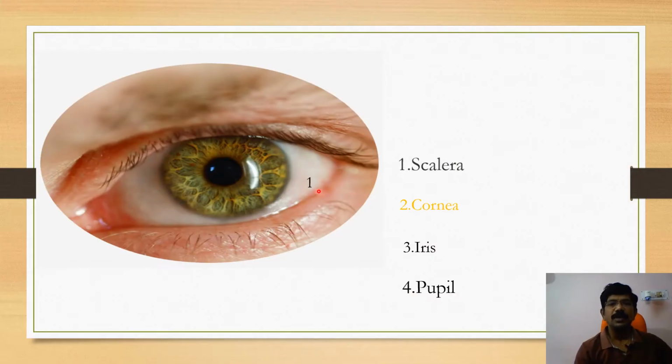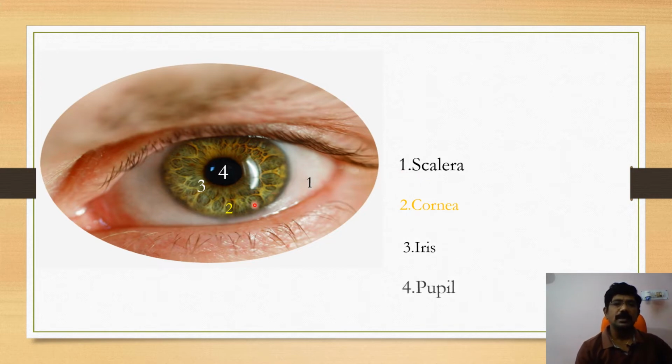When you look at somebody's eyes, you will find the front portion of the eye. This white portion of the eye is known as sclera. It serves as the protective layer. This layer is opaque.